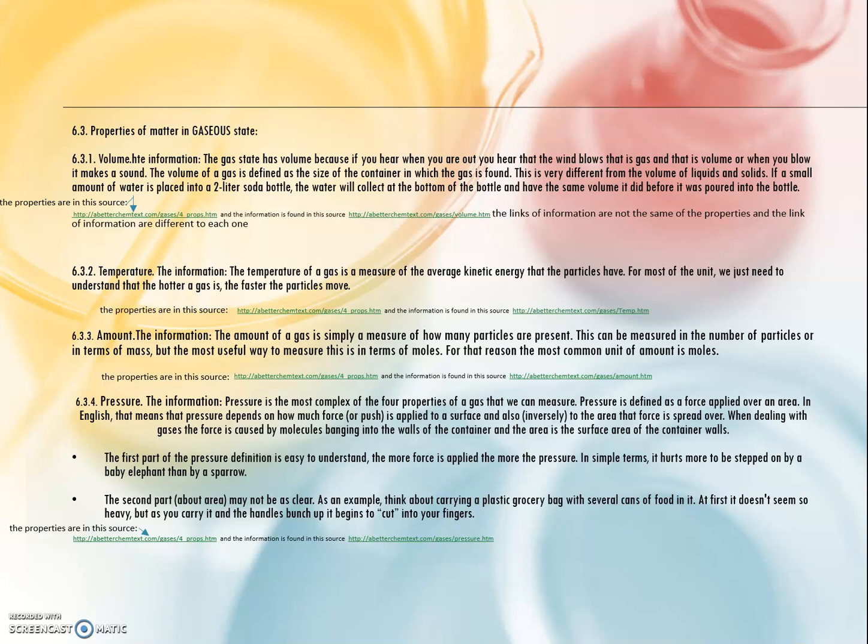The volume of a gas is defined as the size of the container in which the gas is found. This is very different from the volume of liquids and solids. If a small amount of water is placed into a 2-liter soda bottle, the water will collect at the bottom of the bottle and have the same volume it did before it was poured into the bottle. There is the link of the properties. The information is found in this source, the second one.